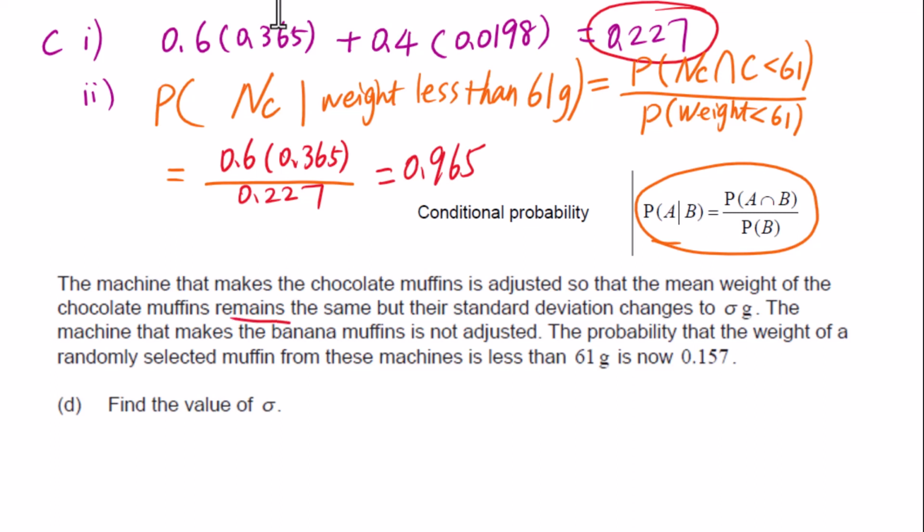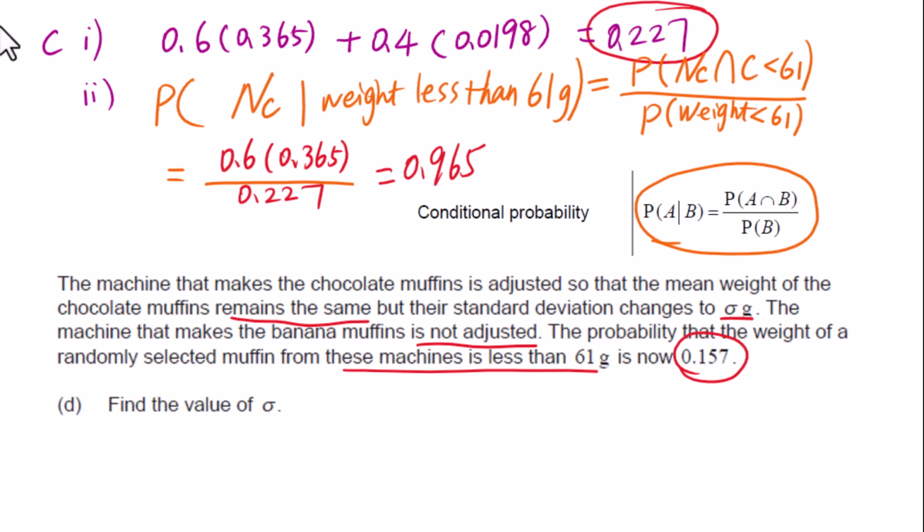The machine that makes the chocolate muffins is adjusted so that the mean weight of the chocolate muffins remains the same, but their standard deviation changes to sigma. The machine that makes the banana muffins is not adjusted. The probability that the weight of a randomly selected muffin from this machine is less than 61 gram is now 0.157. Find the value of sigma.